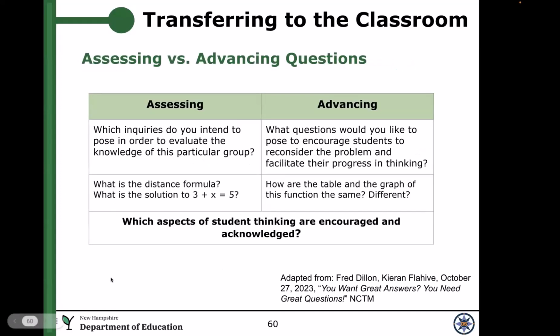So assessing versus advancing questions. A lot of times we don't realize that we're asking strictly questions that are assessing a student's general understanding or general skill knowledge. We want to try to start asking more advancing questions and encouraging students to really progress their thinking and get them involved in their own learning.